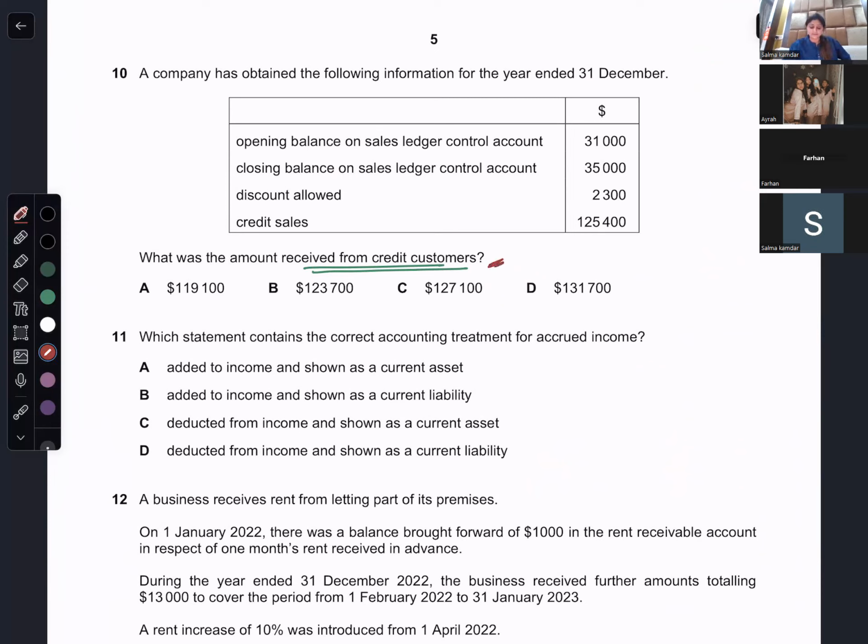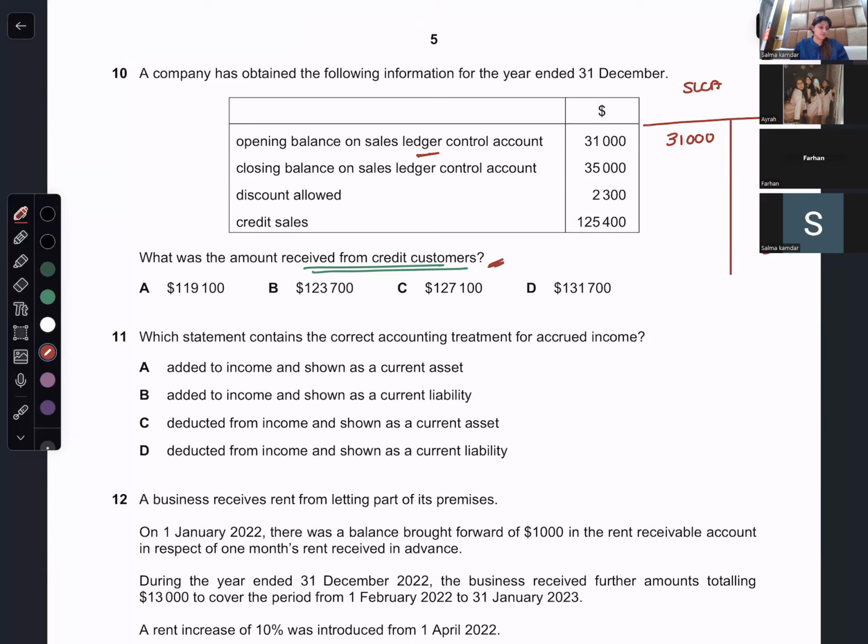Customers, which account? SLCA. If I have to make an SLCA, how will I make it? SLCA normally has a debit balance. Opening balance on the same side, closing balance on the opposite side.